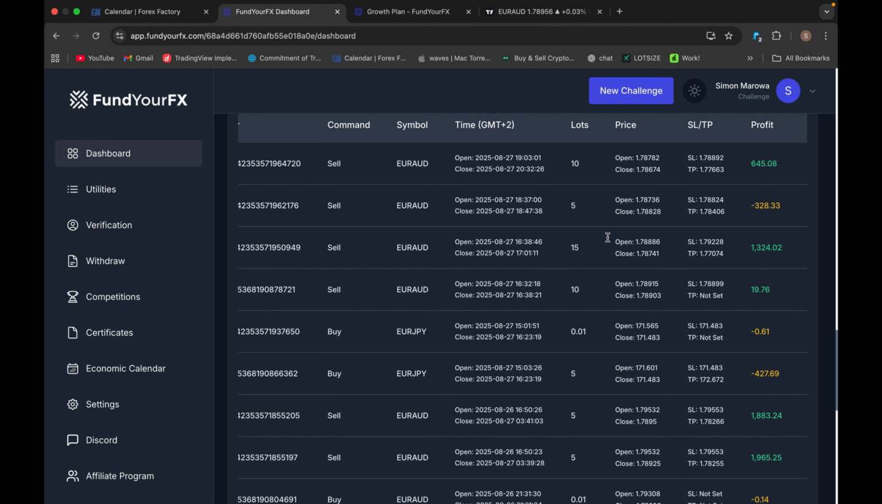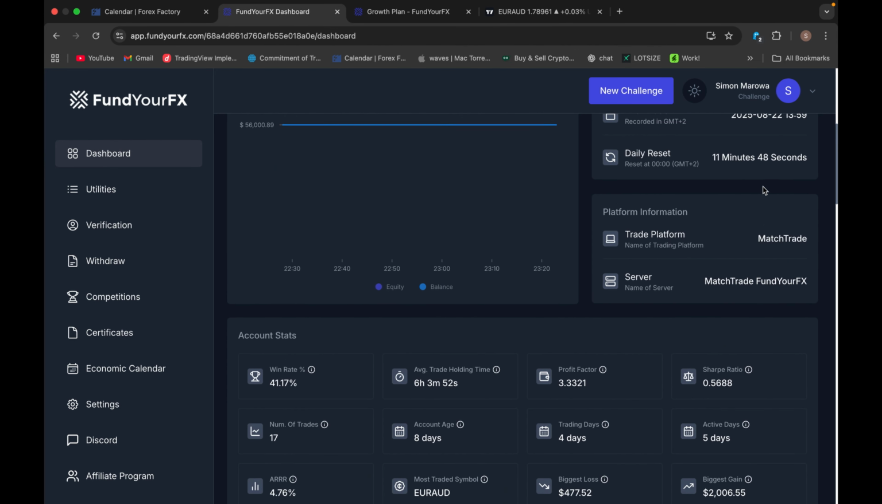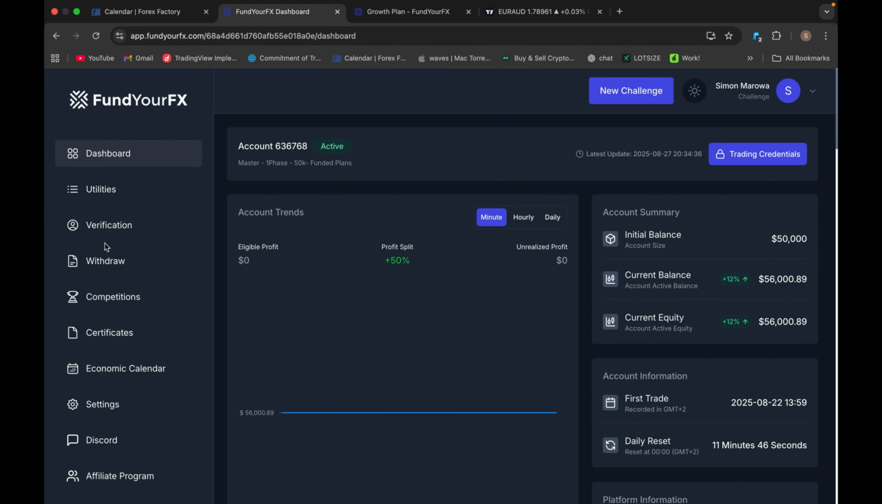Actually, as you can see, we also took a trade on Euro AUD. I didn't hold this for a long time, with 15 lots on that one. And then we also had a loss. Look at how I'm managing these losses. And then we had the last trade I took on Euro AUD with $645. So I'm actually up 12% on this account, which is $6,000. That I'm eligible for withdrawal when the time hits.